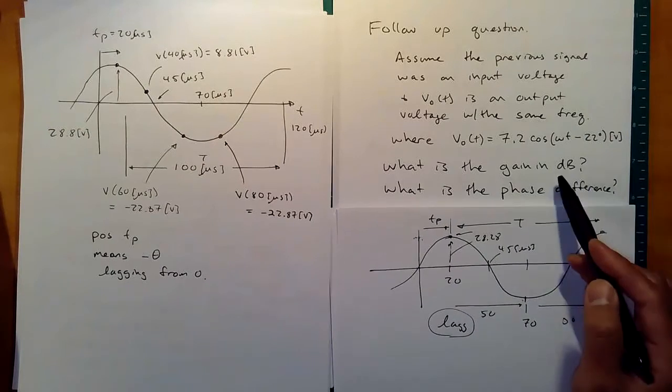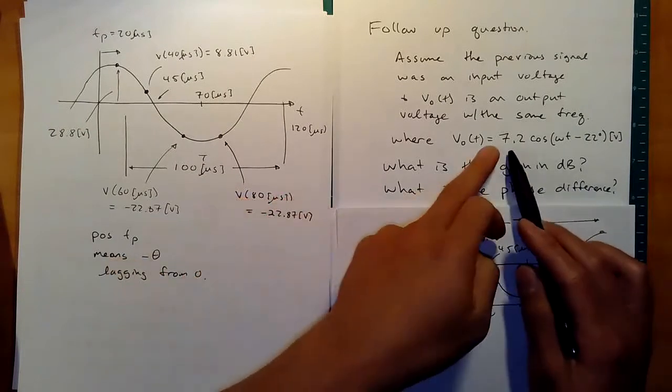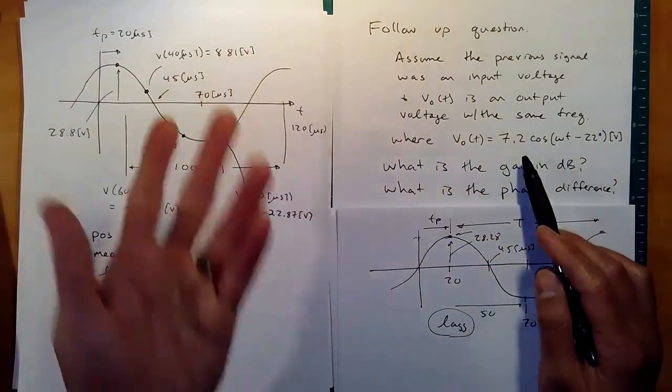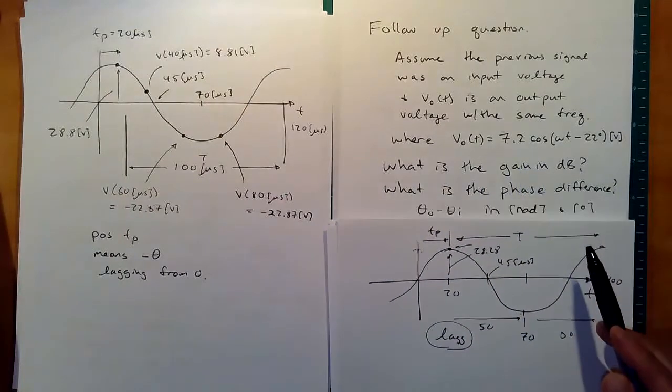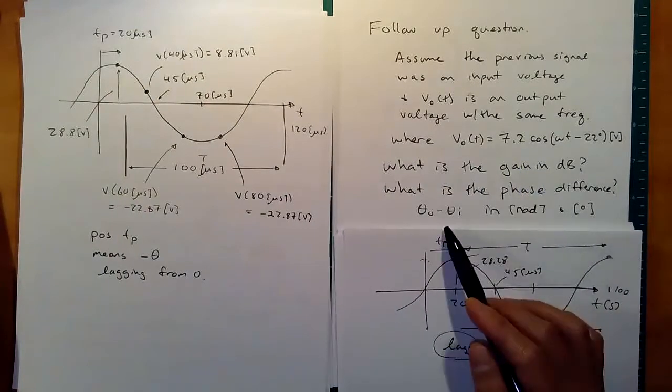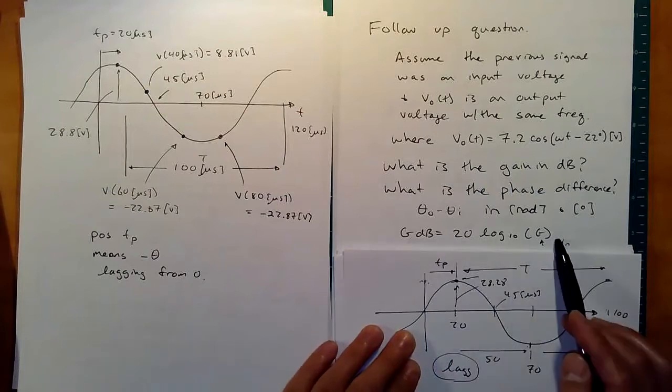All right, so the gain in dB, well, G is equal to V out over V in, and then I just got to do that Bode thing, that dB, 20 log 10, right? And so that's this guy, right?